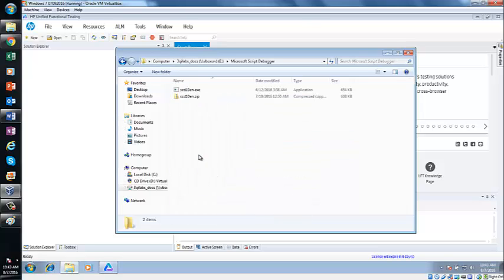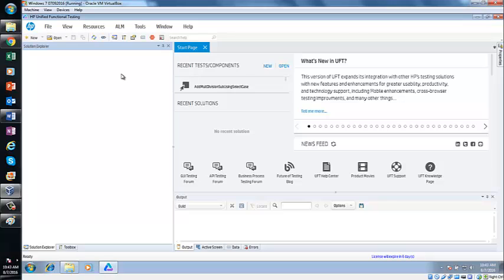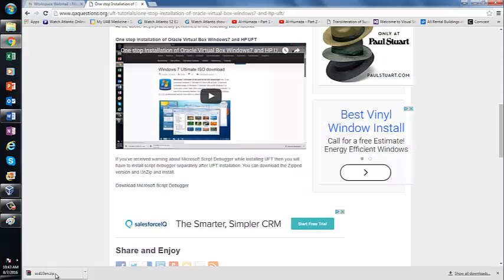This folder is script debugger. If you install it, you will be able to debug your UFT code, okay? Now the thing that I want to mention here, let's say you have downloaded it, but you do not know where it downloaded. Take a look here, everyone. You downloaded something, but you do not know where this file is downloaded.